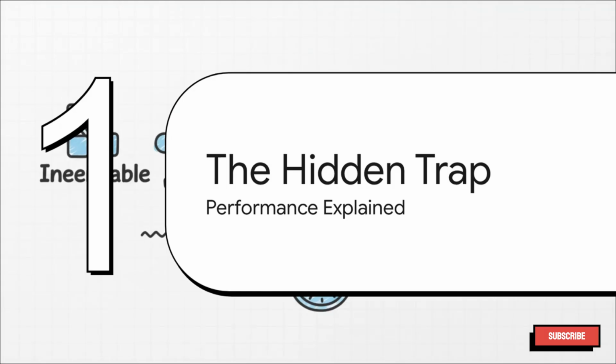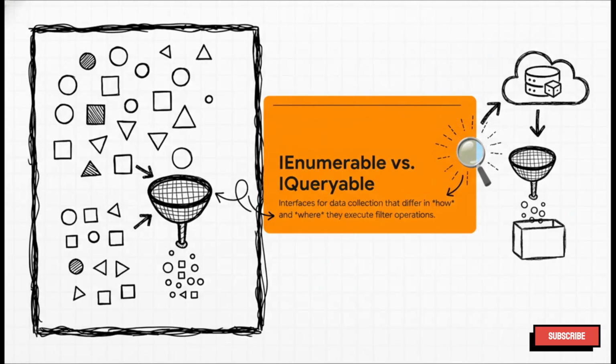Okay, so let's pull back the curtain and really get into what makes this such a hidden trap. The whole key, the whole secret, is understanding the difference between these two interfaces. On the surface, these two look practically identical. They both let you work with collections, they both let you use all your favorite LINQ methods like Where and OrderBy. But the real story, the part that absolutely crushes performance, is all about where that filtering and sorting actually takes place. Trust me, this one little difference changes everything.